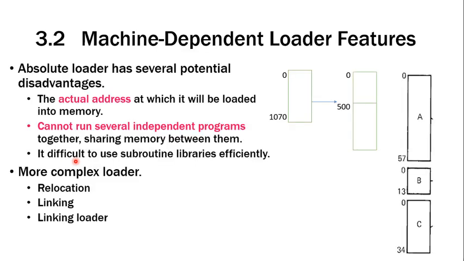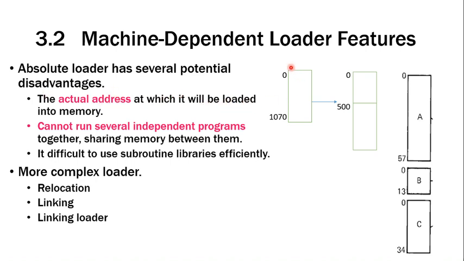Now let us see in detail. Here are the three major points when you cannot make use of the absolute loader; in other words, if you make use of the absolute loader, these are the three main issues you will come across. What is the first one? It is the actual address. The actual address may not be available in the main memory.